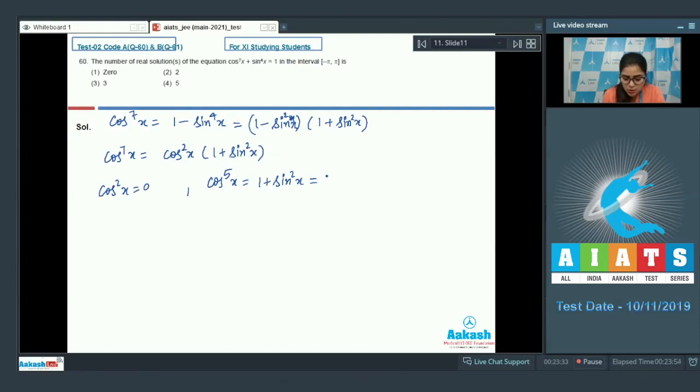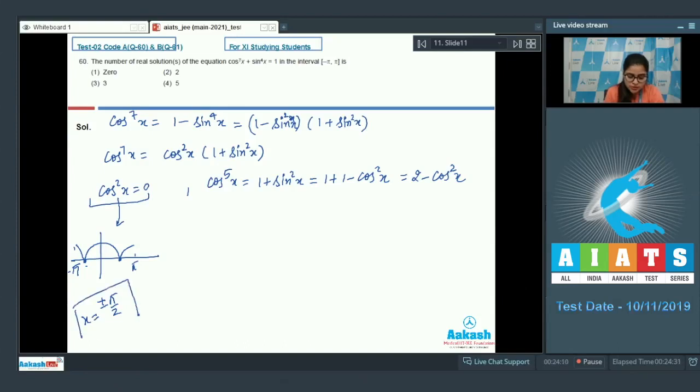So just write down 1 plus sin square is 2 minus cos square x. From here cos square x is 0. So from minus pi to pi, you can see your graph is like this. This is your pi and this is your minus pi, and this graph is for cos square x. So there is two values where your function is 0, that is plus minus pi by 2. This is plus pi by 2 and this value is minus pi by 2. So x equal to plus minus pi by 2 is your solution.